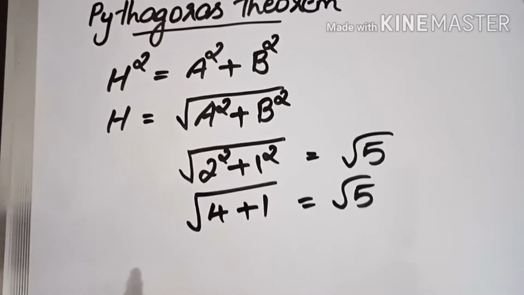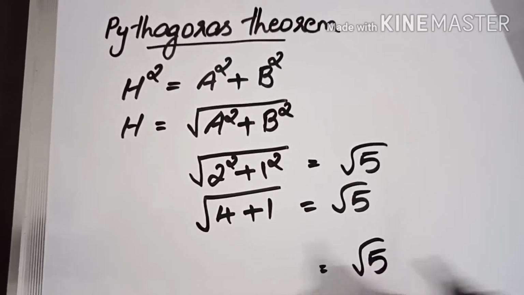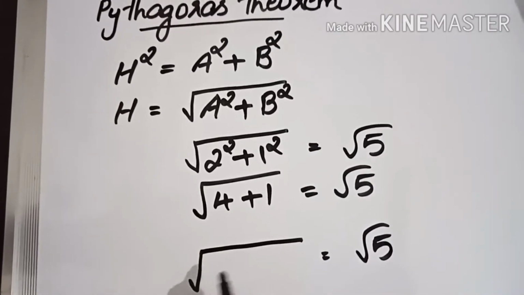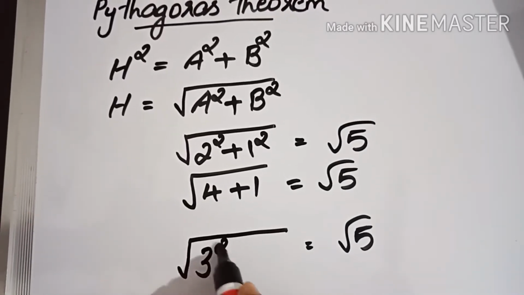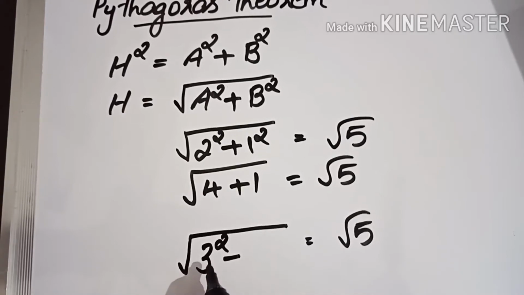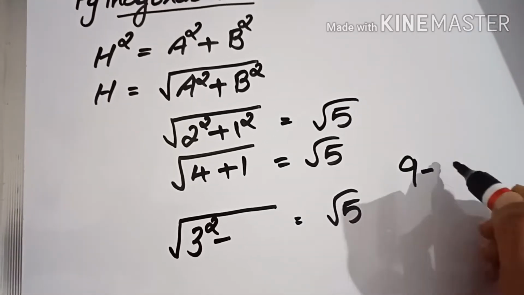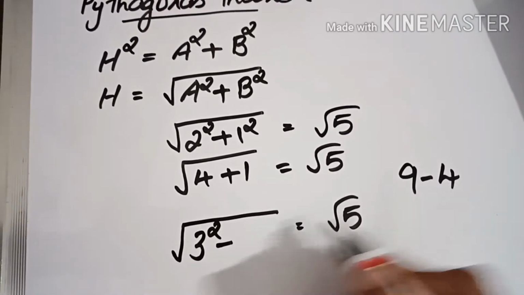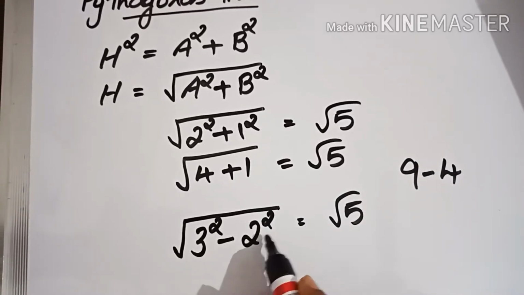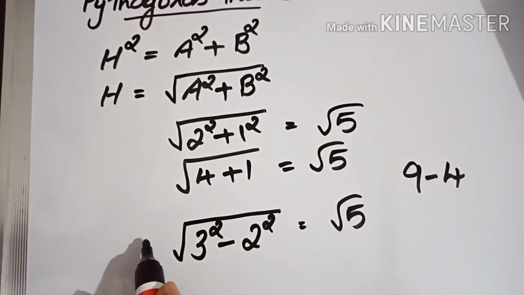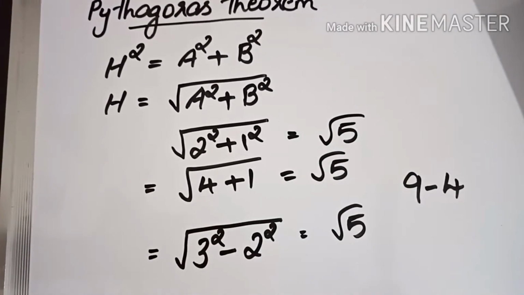Either you can use this, or you can use another method. Subtraction is also possible. In order to get root 5 as the answer, which 2 squares do we need to subtract? That is 3 square, which is 9. 9 minus 4 is 5, and 4 is the square of 2. So 3 square minus 2 square gives root 5. So either this one or this one, any of these two you can use.